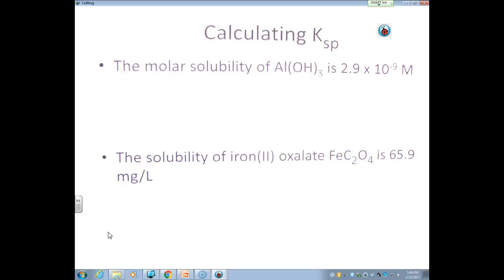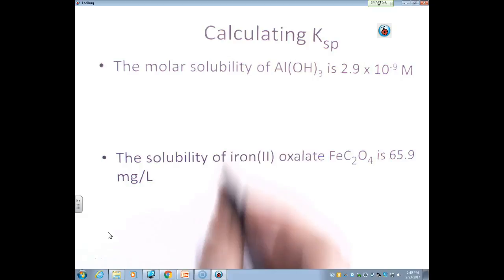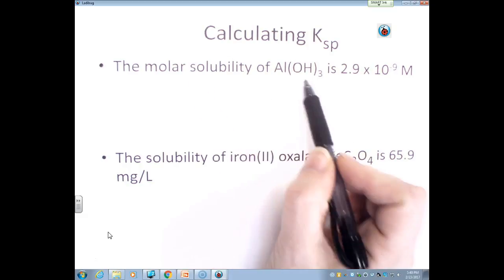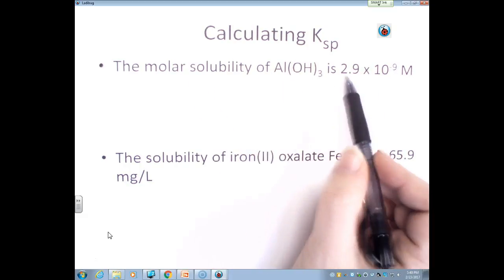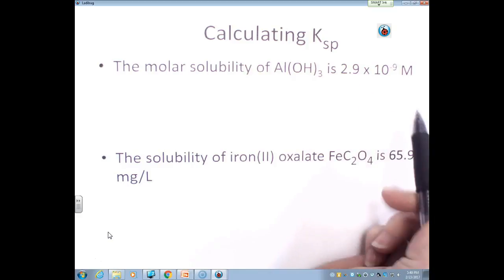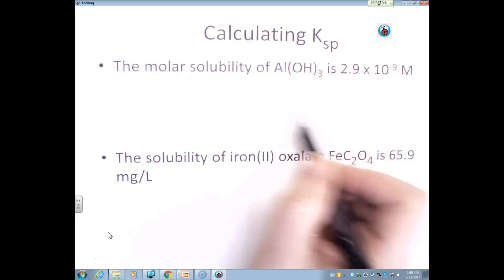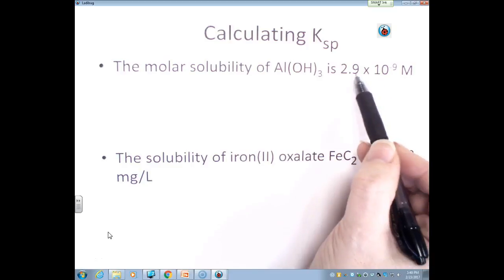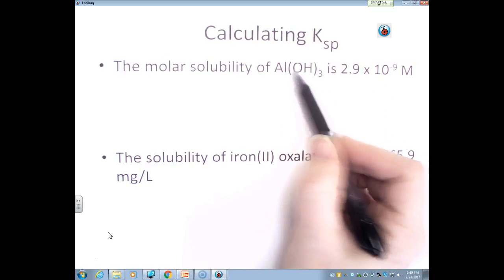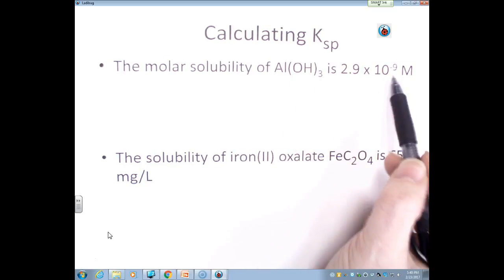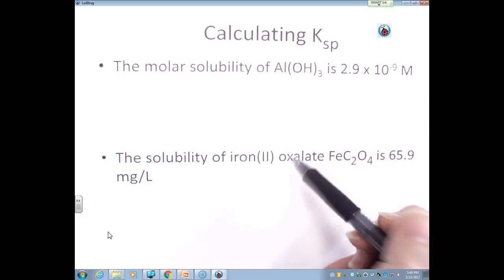This screencast discusses how to calculate the equilibrium constant, or the Ksp, for a slightly soluble salt. We are given that the molar solubility of aluminum hydroxide is 2.9 times 10 to the negative 9 molar. That means only this much of however much solid we get will dissolve, that many moles per liter of water that we have.